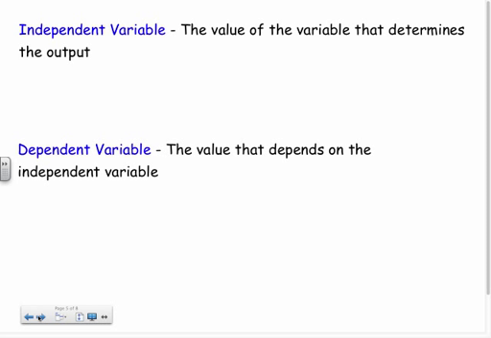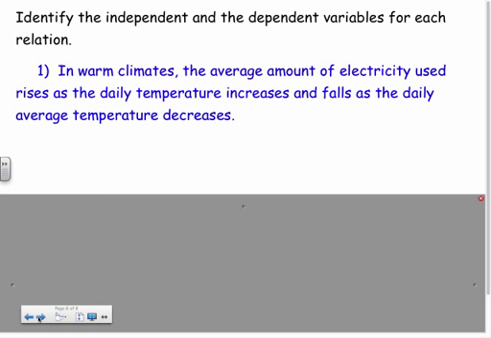We also have independent and dependent variables when we talk about relations. Well, the key here is one depends on the other. So if you think about it, dependent means the dependent variable depends on the independent. That's how you can tell the difference. The dependent variable depends on the independent. That's how I always think of it. Okay? So let's look at a couple examples. We're going to identify the independent and the dependent. I'm just going to go ahead and write I for independent and D for dependent.